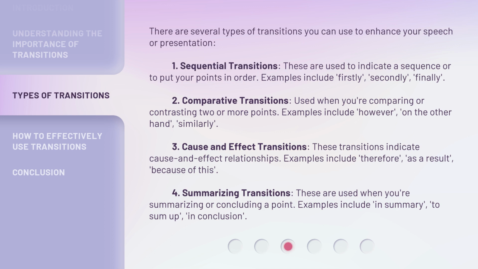3. Cause and effect transitions. These transitions indicate cause and effect relationships. Examples include therefore, as a result, because of this. 4. Summarizing transitions. These are used when you're summarizing or concluding a point. Examples include in summary, to sum up, in conclusion.